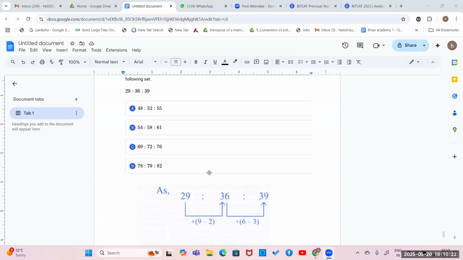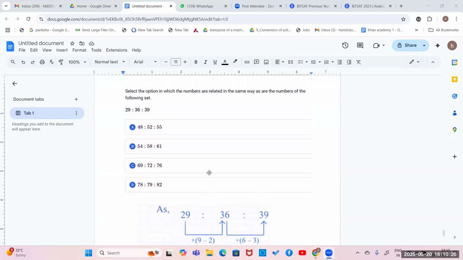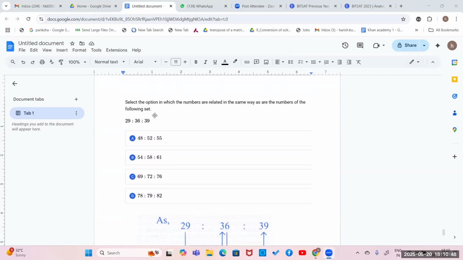Okay, the simple logic is this. If you are not able to get the logic through any of the things that we have discussed till now, let's say through direct difference, what is the direct difference? 29 plus 7 is 36, and 39 minus 36 is 3. So there is no logic based on that in any of the options, then you try for any other logic.